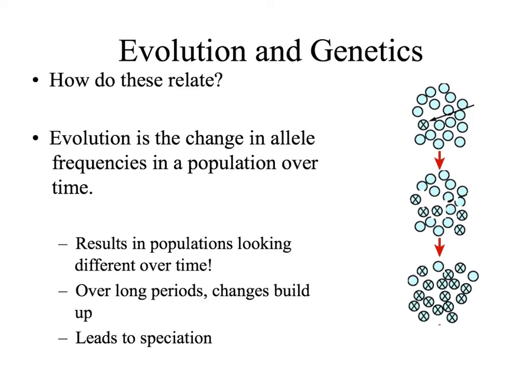We need to see that evolution and genetics go hand in hand. These two relate because when we talk about evolution, we are talking about changes in allele frequencies. Remember, alleles are the variations of genes. This means that evolution is working on inherited traits, things that we pass on from parent to offspring. The result of evolution is a population changing over time. This can be over very long periods as traits and differences build up, and it can lead to speciation, or the formation of a brand new species.